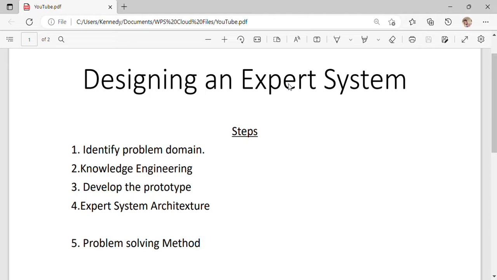Okay, so we have some procedures or steps we may follow to design such an expert system. The first step is the identification of the problem domain. What it says is that in choosing a problem, the problem must be suitable for the expert system to solve it.